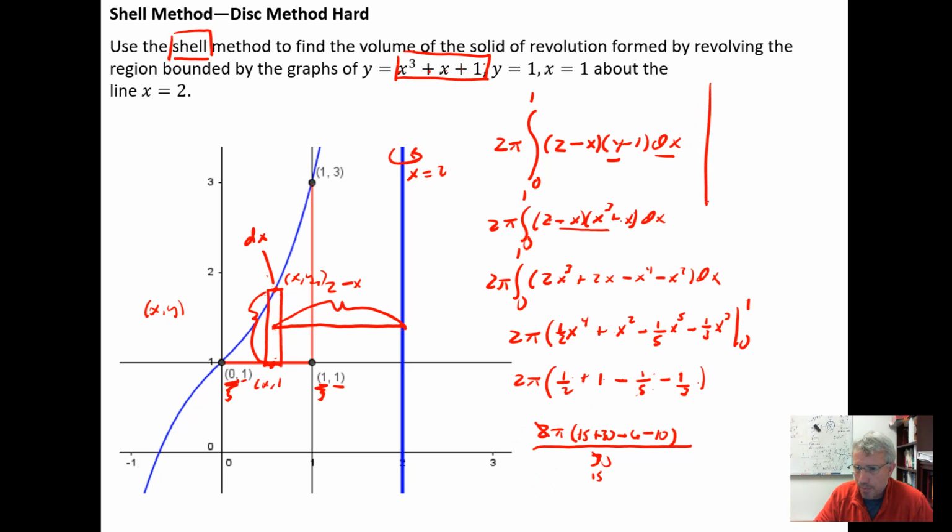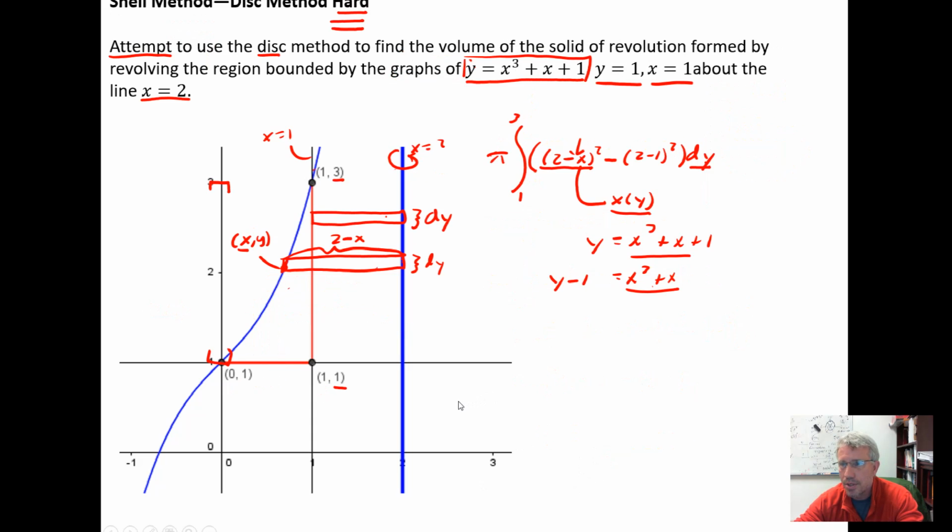So bringing this up here to simplify, we get a pi over 15 times. We get 15 minus 10 is 5. 5 minus 6 is negative 1. 30 minus 1 is 29. So we get 29 pi over 15 for our volume. So this is one where using the shell method, we're able to actually get the volume. But using the disk method, we run into that problem where we can't solve for x.